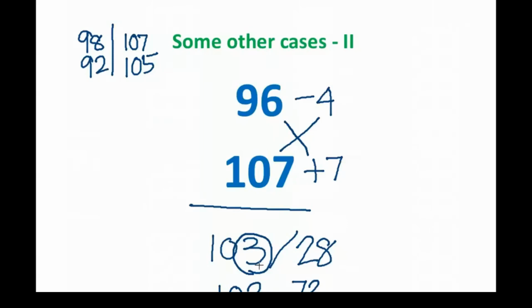Let's see it again. I know this will be a little confusing, but let's see it again. What did we do? The first thing we have done is 96 is 4 less than 100, then we have done 107 is 7 more than 100. We multiplied 7 into 4, which gave me 28. Then we have done either 96 plus 7, which gives 103, or we have done 107 minus 4, which also gives 103. So we got this number also.